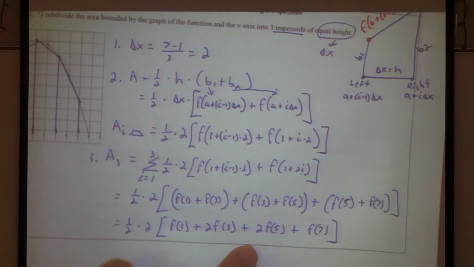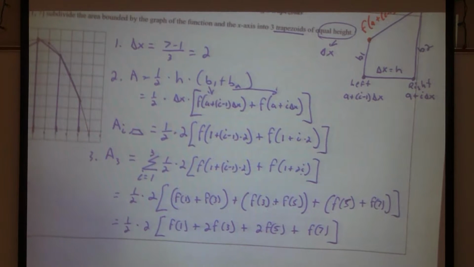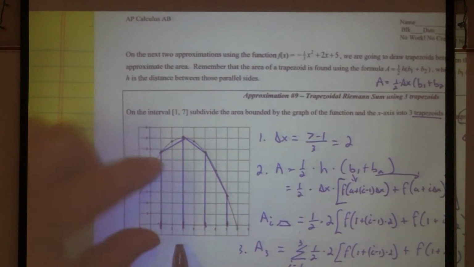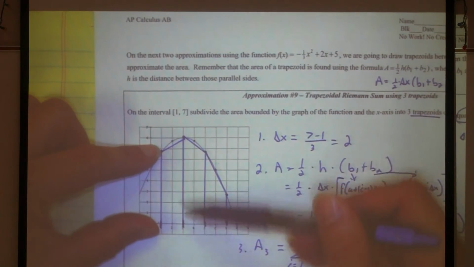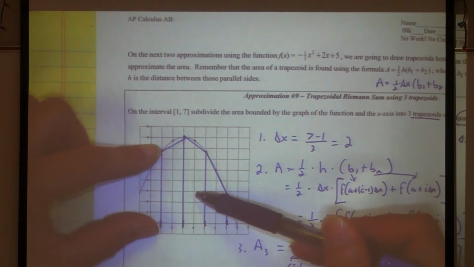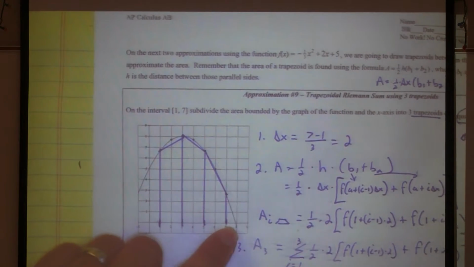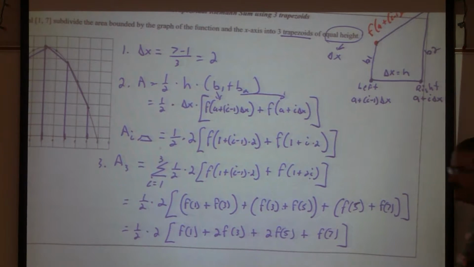How come the first one and the last one weren't multiplied by 2? There's only one of each, right? Neither of those two bases are being shared amongst two trapezoids, right? So if we come over here, this one's not being shared with anything, but this guy right here is being used for this trapezoid and also for that one. So that's why we have 2 of them, right? Same thing for this one. This one is only used once. So that's the little shortcut formula for later on when we start working on table problems.